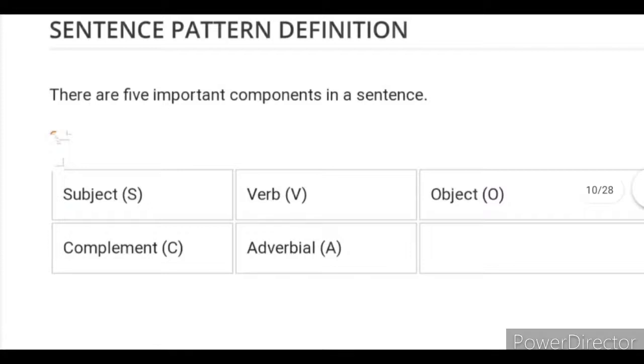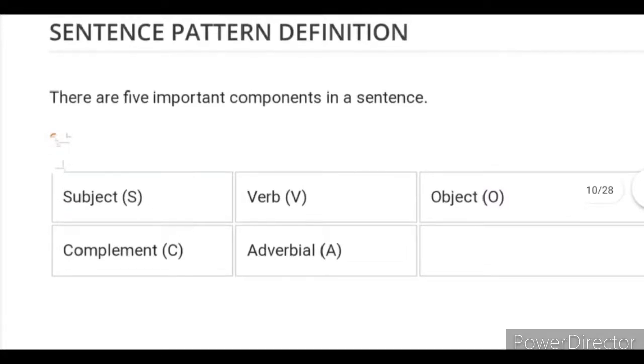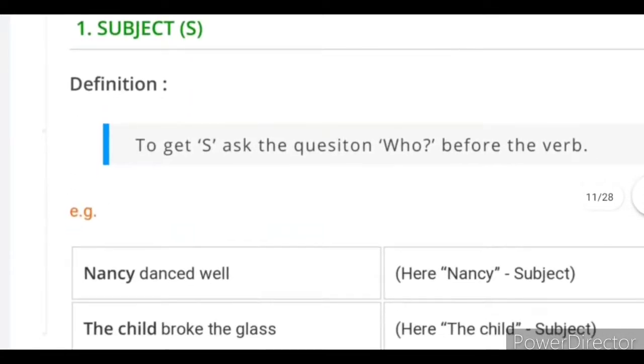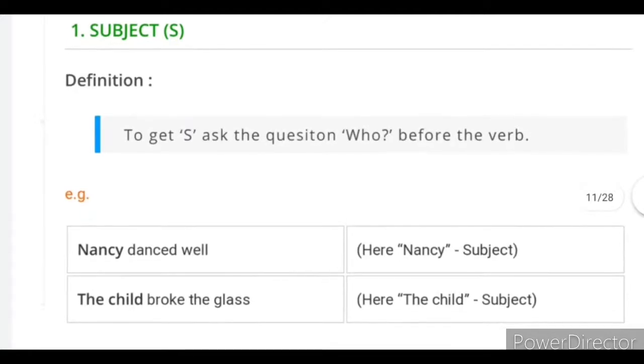Okay children, now let us see what is subject, what is verb, what is object, complement, adverbial or adjunct. Actually this is a very important topic, please listen to it carefully. Okay, shall I start? What is subject? First one is the subject. Okay children, we'll see the subject definition.